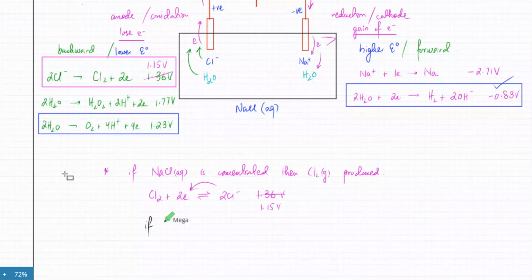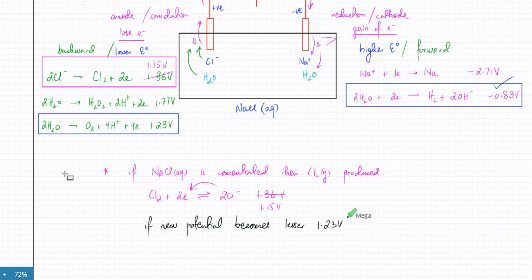So I'm just going to write that if E naught, sorry, the new potential, becomes lesser than 1.23 volts, which is basically your water losing electrons, the oxidation of water, then Cl minus 1 will have the lowest E naught and will be preferentially discharged. They ask a lot about this.